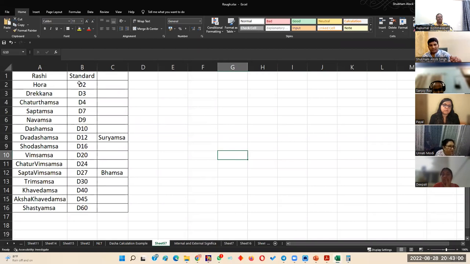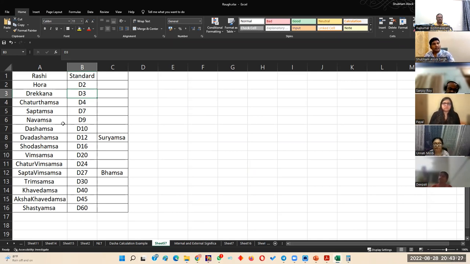But it is given to some Rashi. For D3, it is told that the first D3 is the same Rashi, the second D3 is the fifth from the Rashi, the third D3 is the ninth from the Rashi. For D4, the first D4 is the same Rashi, the second D4 is the fourth from the Rashi, the third D4 is the seventh from the Rashi, the fourth D4 is the tenth from the Rashi. Right? This method is there.